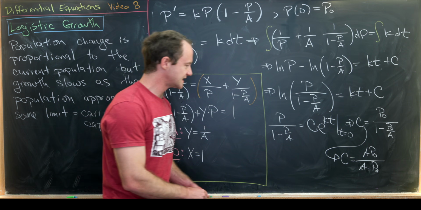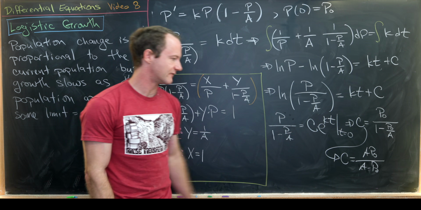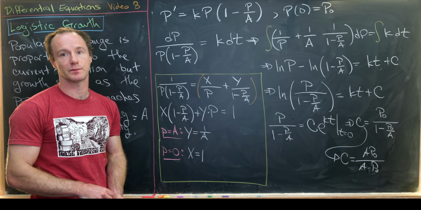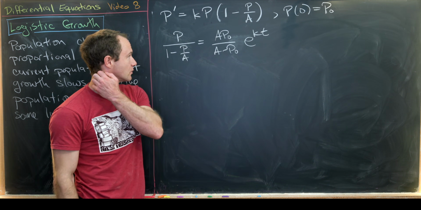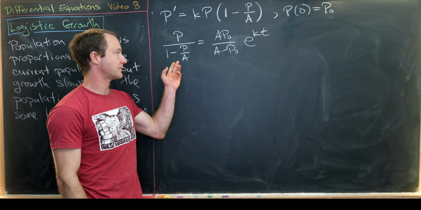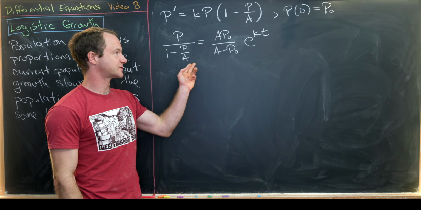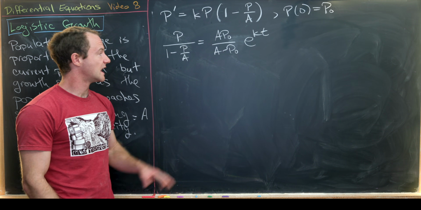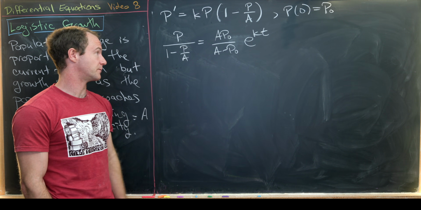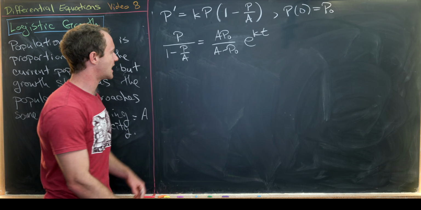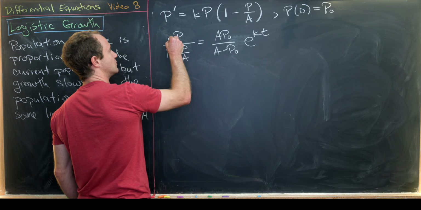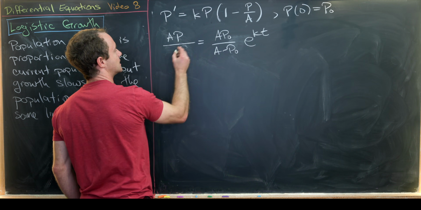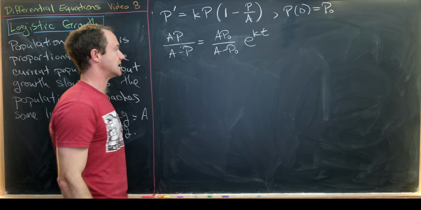Okay, so let's bring this equation right here with that version of C plugged in up to the top of the next board, and then we'll finally solve for P. So here's where we ended the last board. We had our population P expressed in terms of a function of t via the following equation. And now from here, we can solve for P. Maybe we would do that by first multiplying the numerator and the denominator of the left-hand side by A to simplify it a little bit. So we have A minus P like that.